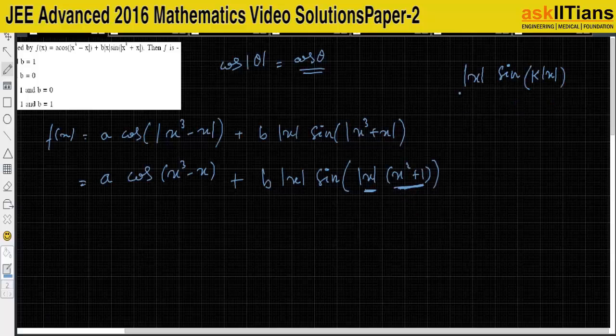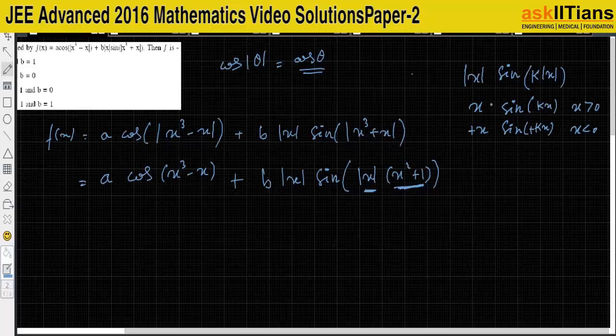So if x is positive, both mods will open with a plus sign, so I'll get this. If x is negative, both the mods will open with a minus sign. So actually here I'll get sin of minus kx, and this minus sign will again come outside, and again it will become plus kx.